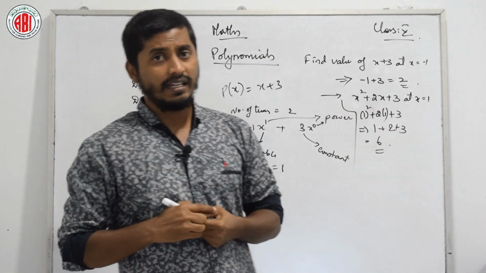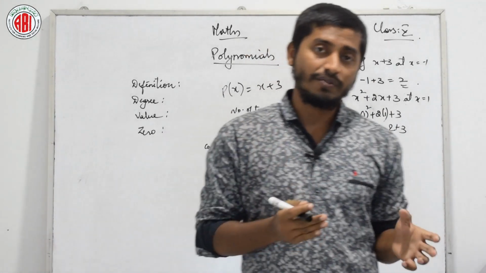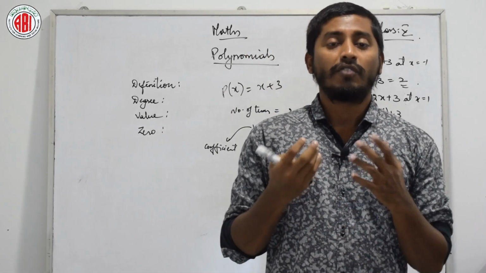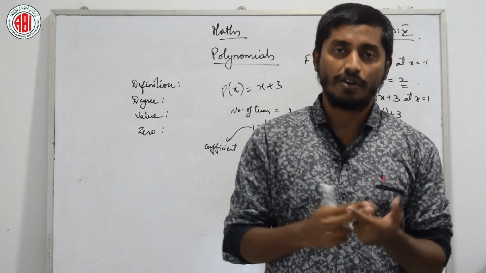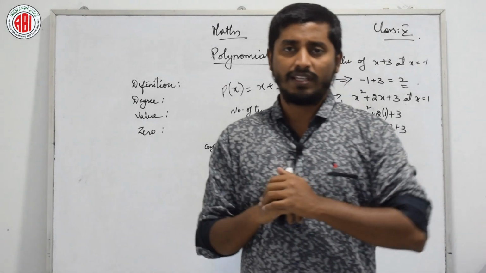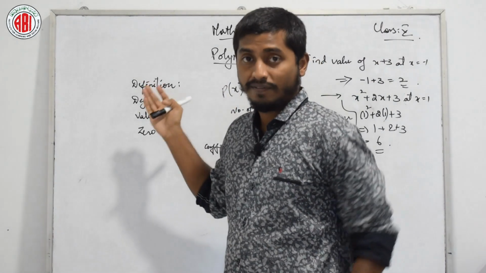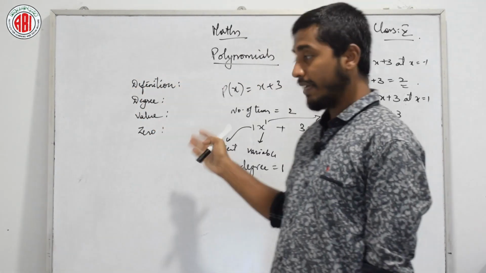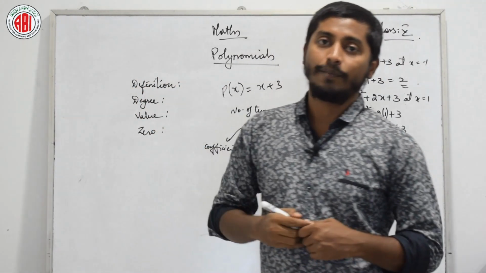Okay, is it clear? What all we discussed? We discussed what is an expression, what is an equation, what is a polynomial, what are different terms in polynomials: variable, coefficient, constant, power, degree and everything, right? Similarly, we have seen what is a degree, what is the value of a polynomial, and next we will see what is a zero of a polynomial.